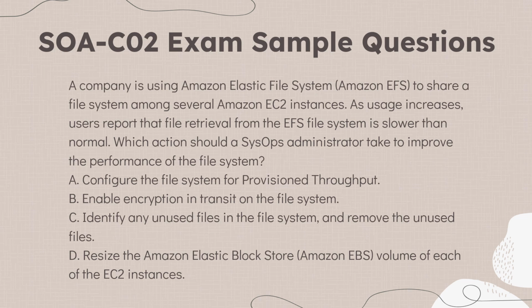A. Configure the file system for provisioned throughput. B. Enable encryption in transit on the file system. C. Identify any unused files in the file system, and remove the unused files. D. Resize the Amazon Elastic Block Store, Amazon EBS, volume of each of the EC2 instances.